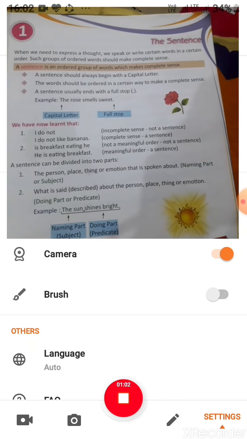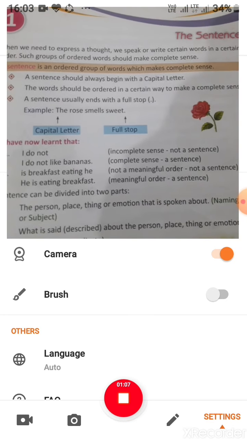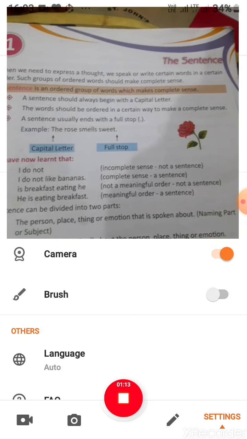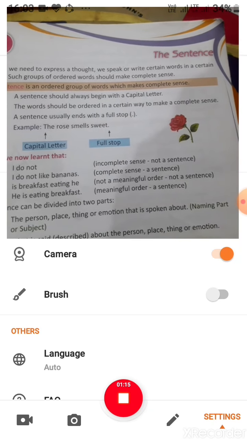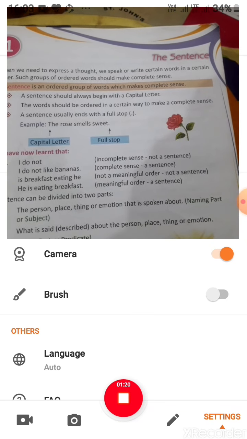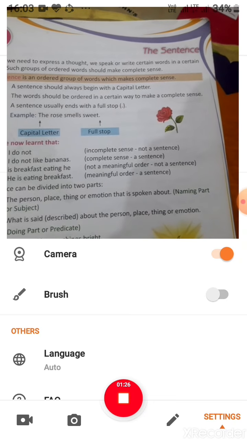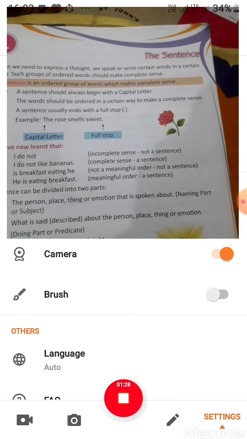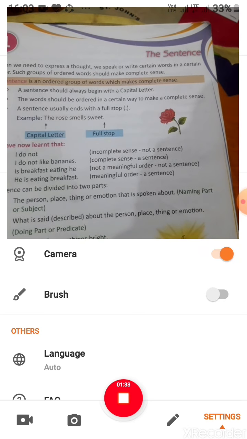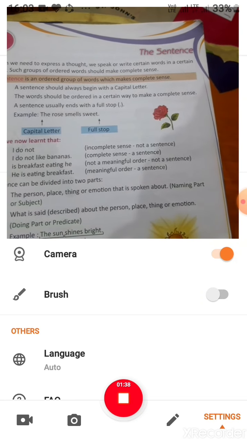Second important thing, a sentence should always begin with a capital letter. Whenever we start writing any sentence, remember the first letter of the first word should be a capital letter. Second, the words should be ordered in a certain way to make complete sense, which I have told you already. And a sentence usually ends with a full stop.